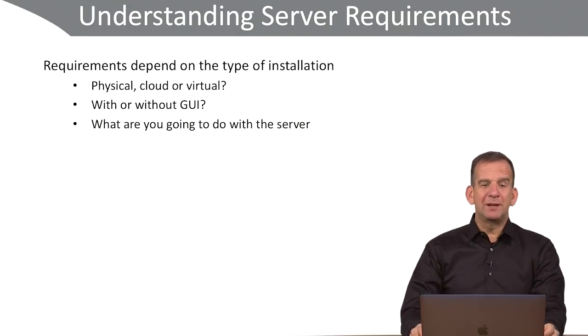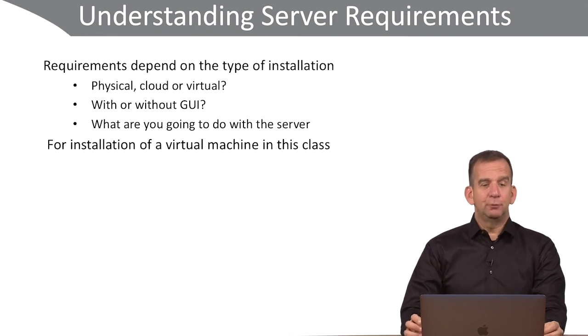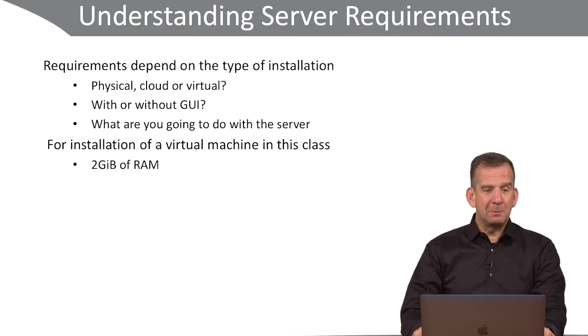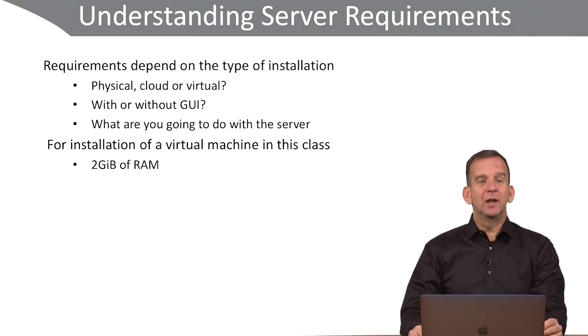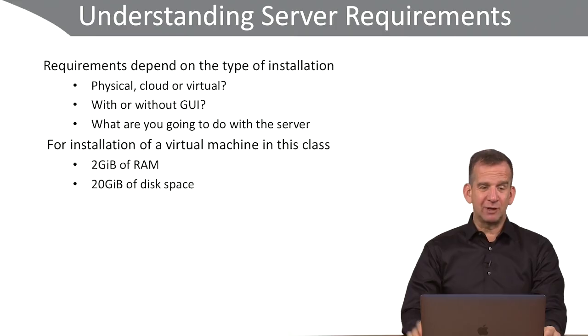Also, the requirements depend on the type of installation. It is different if you are going to set up a simple web server or a big database server or a virtualization host or a container platform, for instance. For installation of a virtual machine in this class, here are the requirements. We need a minimum of 2 GB of RAM. Oh, and by the way, the little i means that we are talking about gigabytes. A gigabyte is 1024 megabytes and a megabyte is 1024 kilobytes. I hope that makes sense.